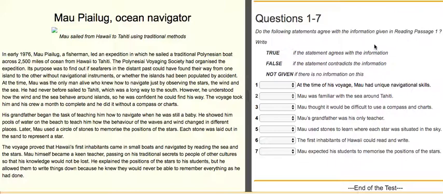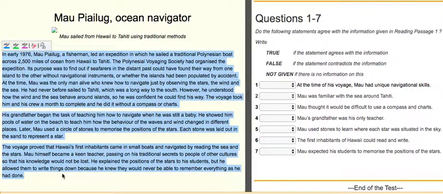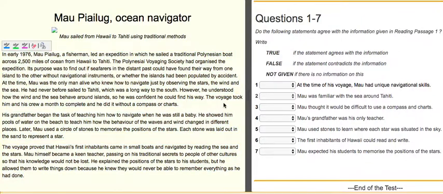And what is a true? True if the statement agrees with the information, which means: does this sentence have the same meaning as any sentence in the given reading? Because this is just a sample, it's not so long. In the real exam, the text can be about 600 to 700 words. So true if the sentence has the same message as the reading.